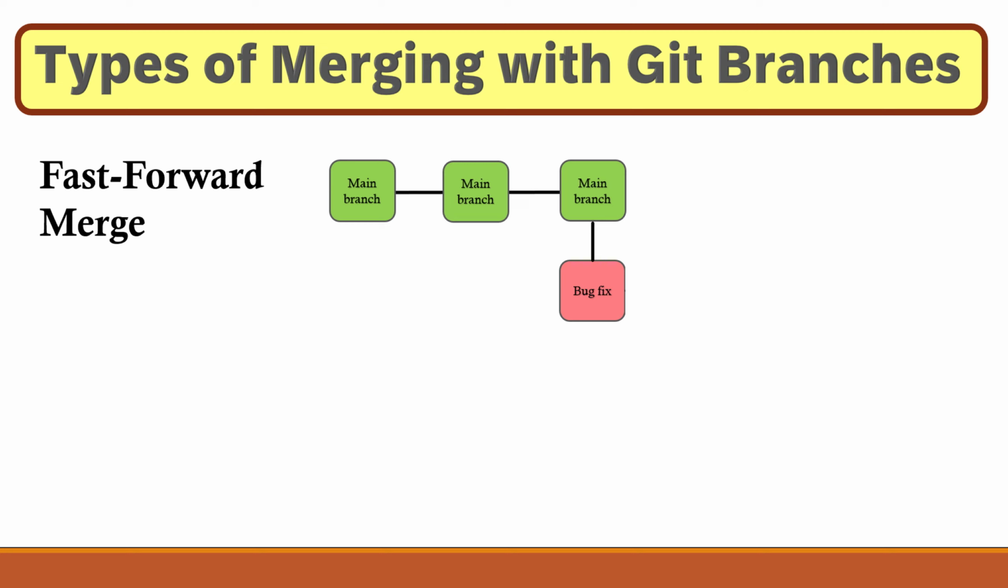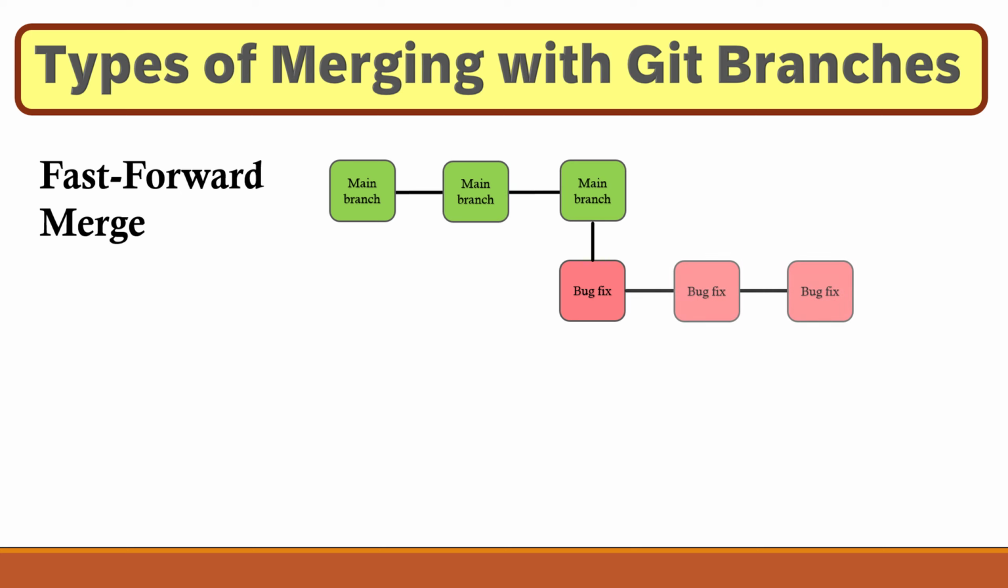We create a dedicated branch to work on the bug. Let's call this branch bug fix. So we create this dedicated branch. This way we don't mess around on our main production code on our main branch. So we now have our isolated environment, our isolated branch, which is our bug fix branch.